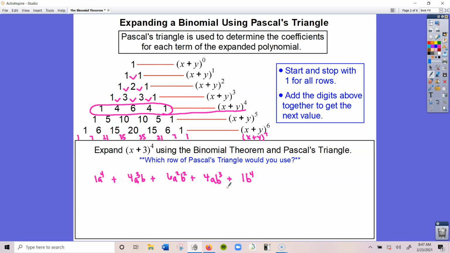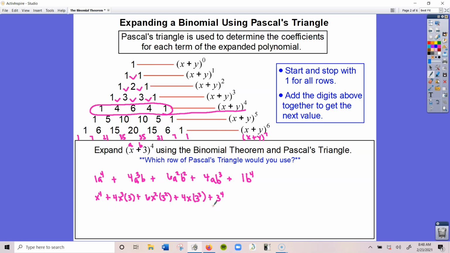Once you've created your template, you can go ahead and plug in what is a and what is b. I don't need to write the 1 anymore, so this is x to the 4th plus 4 x to the 3rd times b, which is 3, plus 6 x squared times b squared, plus 4 times x times b, which is 3 to the 3rd, plus b to the 4th.